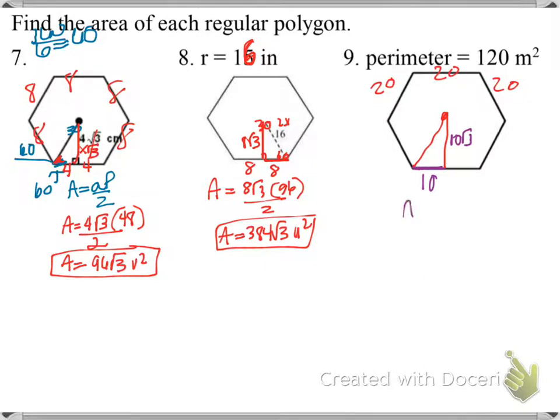Okay, so now we have everything we need. So the apothem is 10 root 3 times the perimeter, which they gave us, is 120 over 2. And when you multiply all that out, you get an area of 600 root 3.